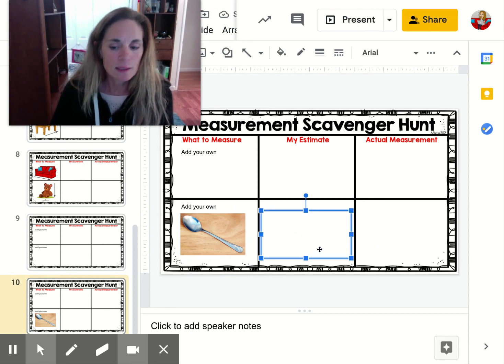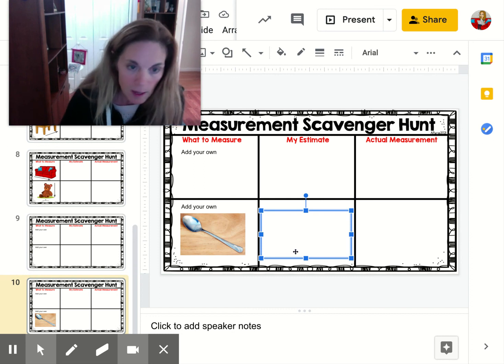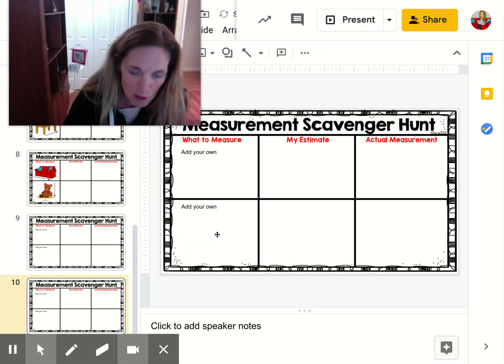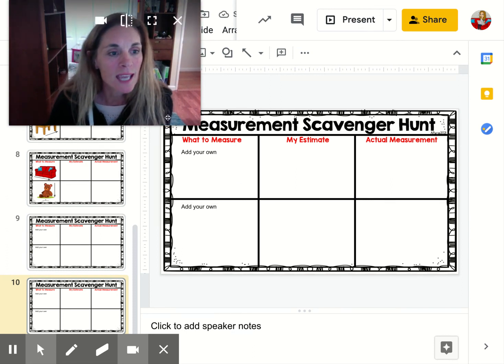And then you're going to estimate how long and measure it. And that's what we're doing today. If you have any questions, let me know. But I hope you have fun on our measurement scavenger hunt.